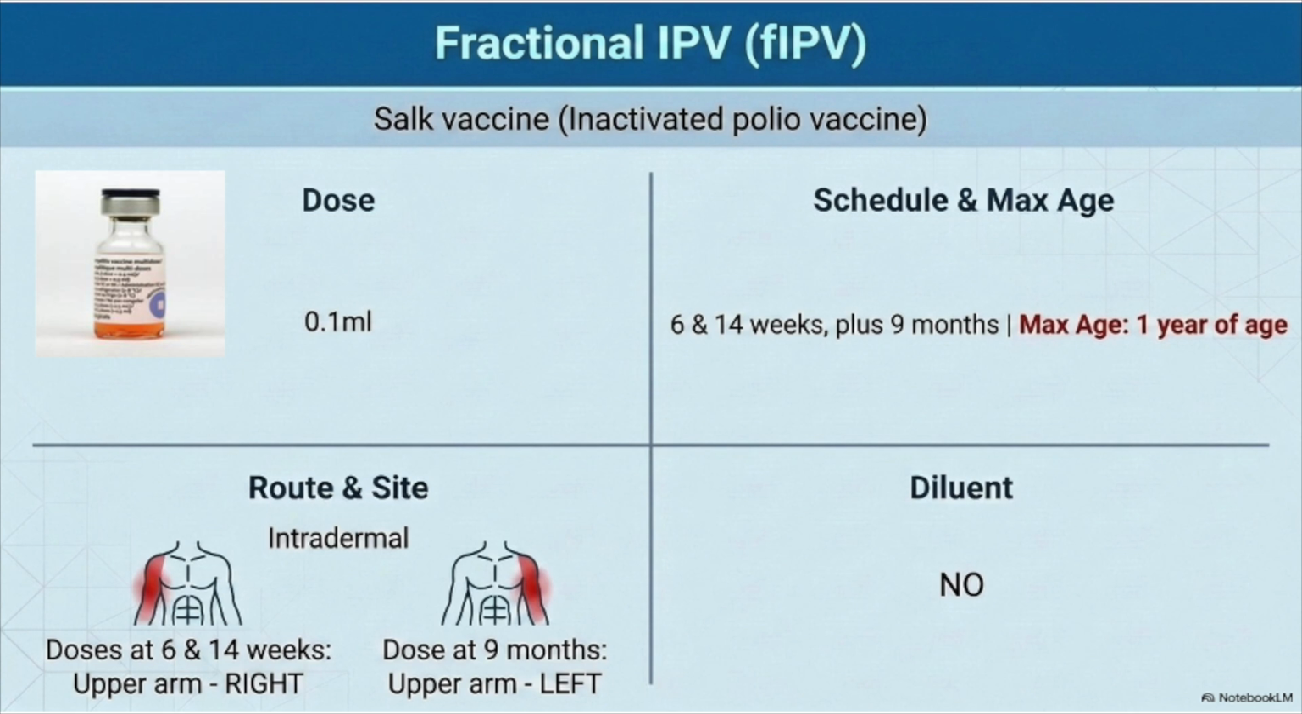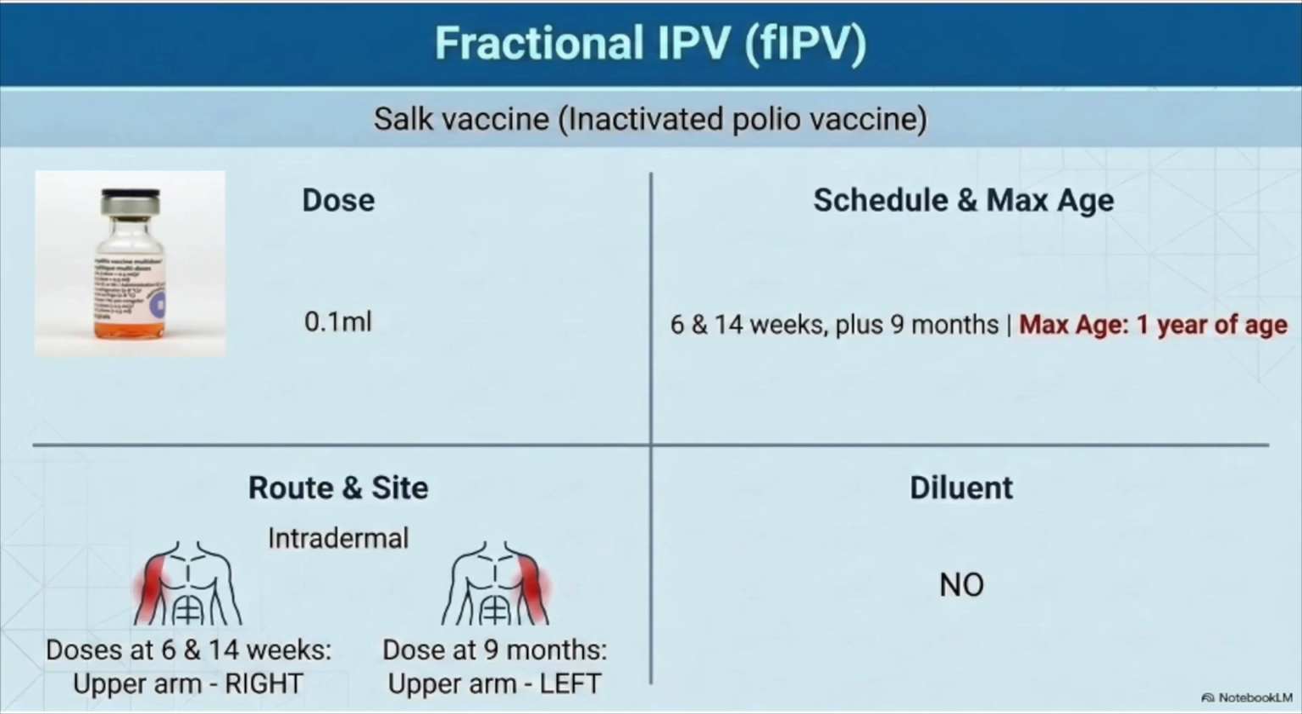Fractional IPV or fIPV is the Salk inactivated polio vaccine. The dose is 0.1 milliliter given at 6 weeks, 14 weeks, and again at 9 months with a maximum age of 1 year. Doses at 6 and 14 weeks are given intradermally in the right upper arm, while the dose at 9 months is given in the left upper arm.